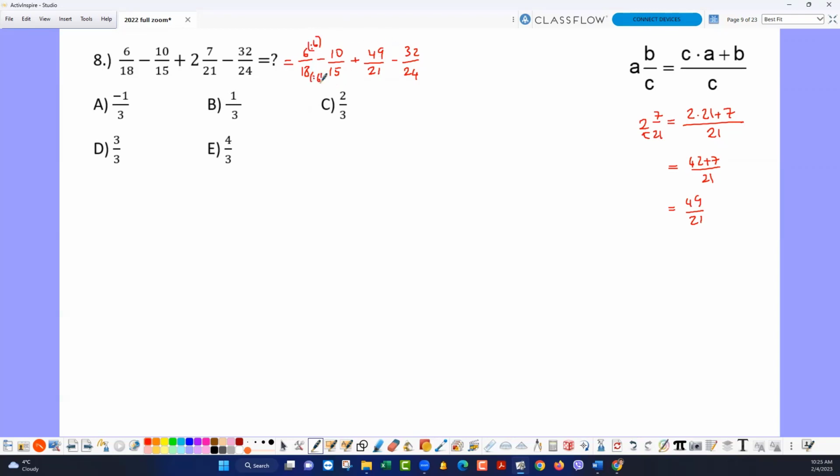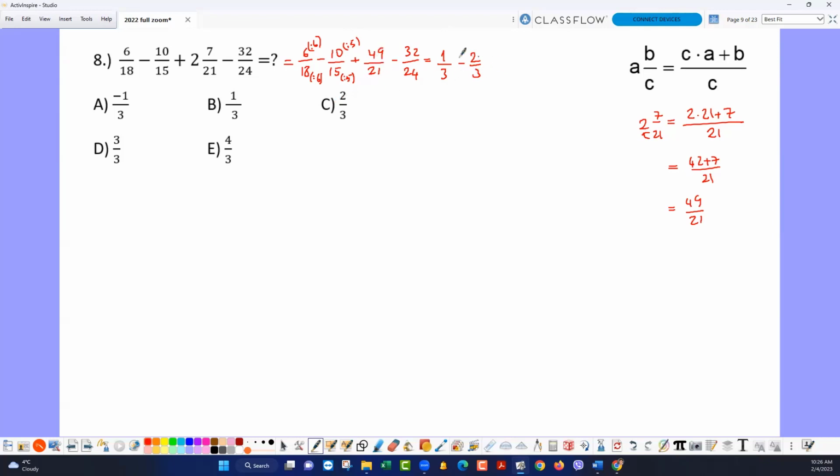I'm going to get this number here. 6 divided by 6 is equal to 1, and 18 divided by 6 is equal to 3. Then 10 divided by 5 and 15 divided by 5. When you divide both of them by 5, it's going to be equal to minus 2 over 3. Okay, so this part is also fixed.